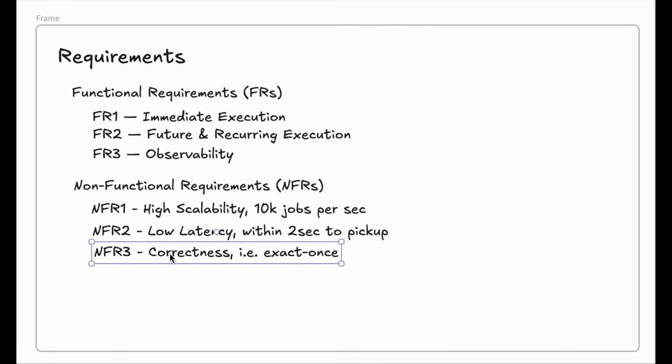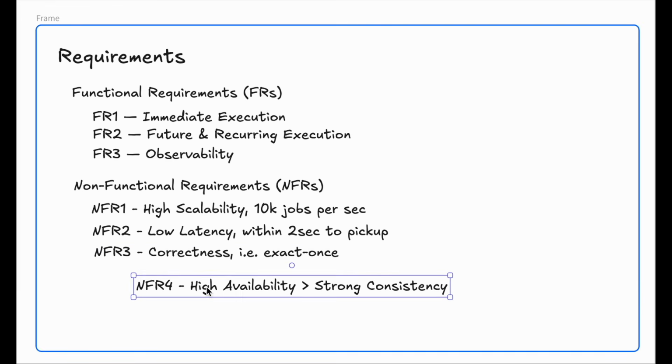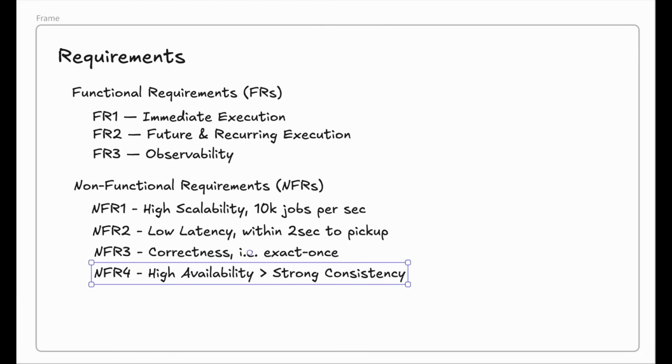Correctness. Execution must be at least once by default, meaning jobs will not be lost, but delivery semantics should be configurable. Some workflows need exactly once guarantees, others can live with at most once, and the system must support both where they need it. High availability. The system should favor availability over strict consistency. It must stay responsive, even in the face of worker restarts, DB failovers, or region-level outages.